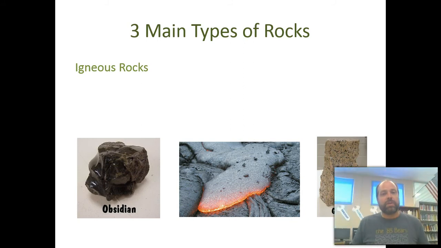As you guys know, the earth is made of rocks. Now there's three main types of rocks. There's what's called igneous rock, there's metamorphic rock, and sedimentary rock. And we're going to be learning about the three types of rocks in this chapter.